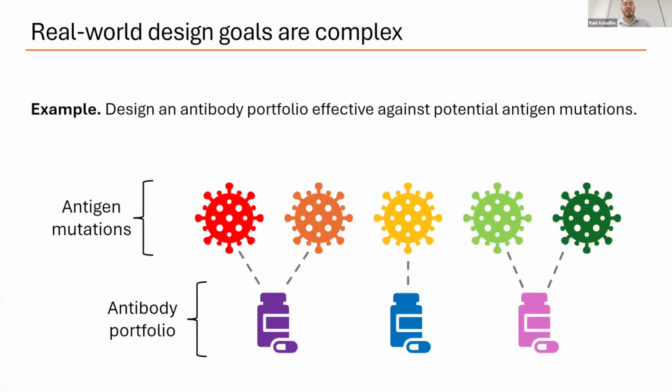Just to give you a very quick example, suppose that we want to design a portfolio of antibodies, so not a single antibody, actually multiple, so that this portfolio is effective against potential antigen mutations. Essentially, suppose these are all possible antigen mutations, and we want to develop a portfolio of size 3. We want to build this portfolio so that we can cover the different mutations, right? So this antibody is effective against these two antigens, this antibody is effective against this antigen, and this other antibody is effective against these two antigens.